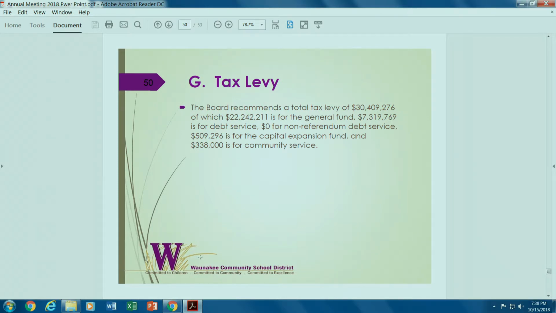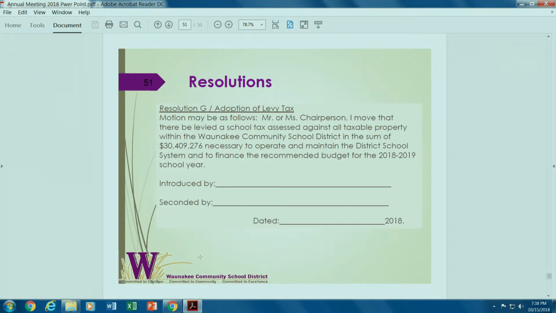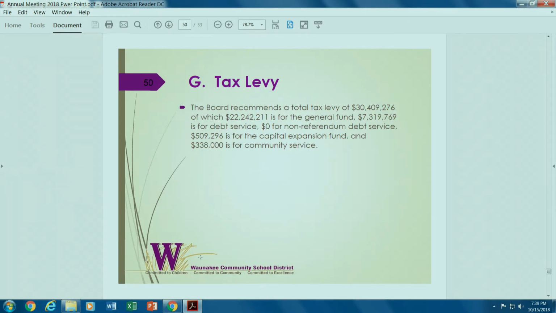Next is adoption of a tax levy, and based on the budget you've heard earlier, the board is recommending a total tax levy of $30,409,276, and with a breakdown here. The increase is the capital expansion fund tax levy from $209,296 to $509,296, and segregating an additional $300 to the maintenance capital projects.